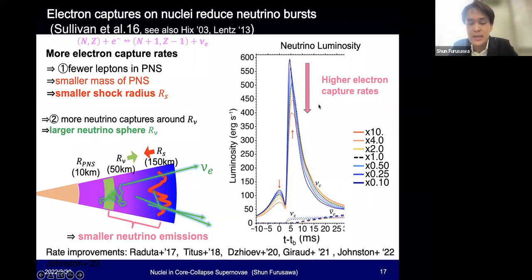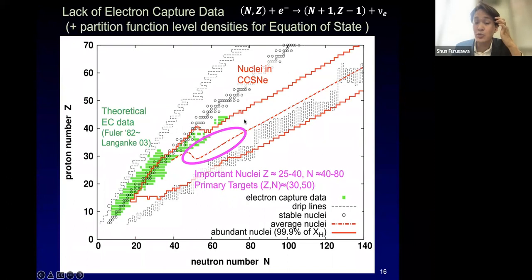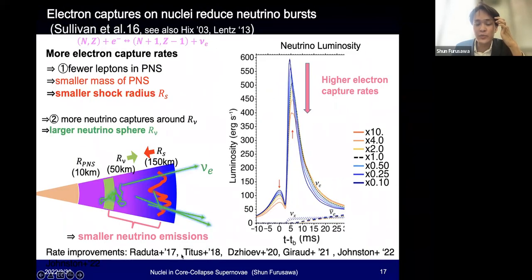Anyway, the electron capture rate of these medium mass neutron-rich nuclei is very important, and we have no sophisticated calculation. Of course, many groups are discussing the electron capture rate of these medium mass neutron-rich nuclei, like zinc 80 or nickel 78.